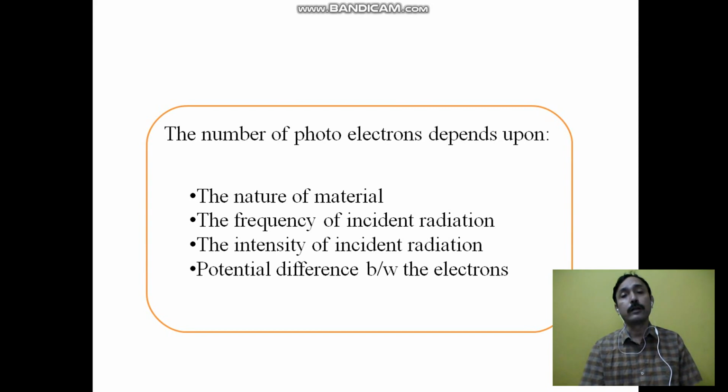The number of photoelectrons depends upon the nature of material, the frequency of incident radiation, the intensity of incident radiation, and the potential difference between the electrodes. So these are the points we have to remember: nature of the material, frequency of incident radiation, intensity of incident radiation, potential difference between the electrodes. These are the factors on which the number of photoelectrons depends.